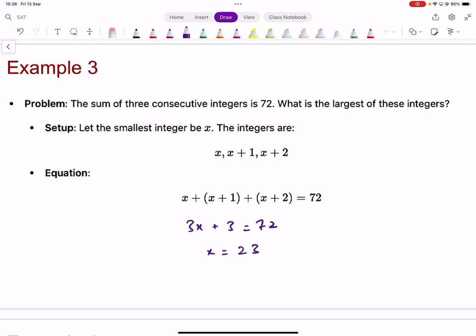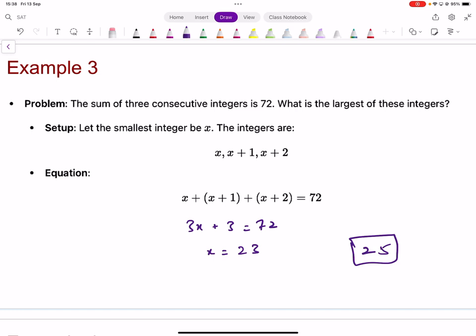Is 23 your final answer? They've asked you for the largest of the three integers. X is the smallest. What's the largest? 25. 23 plus 2. Is that okay?